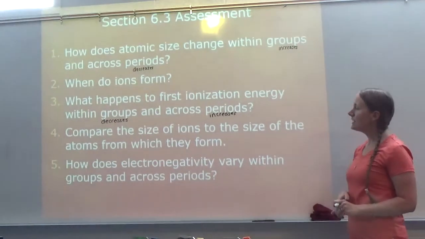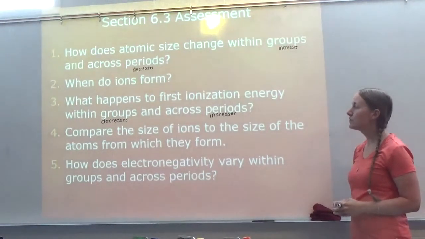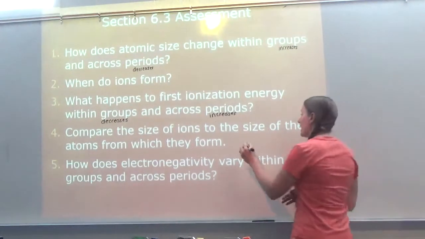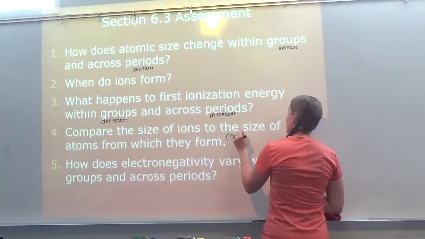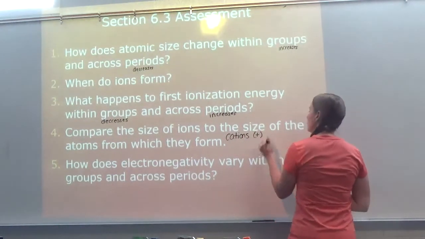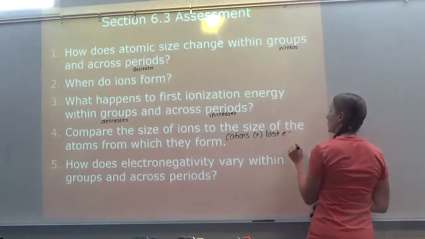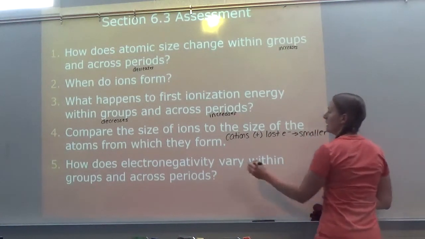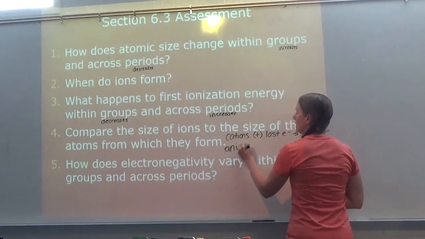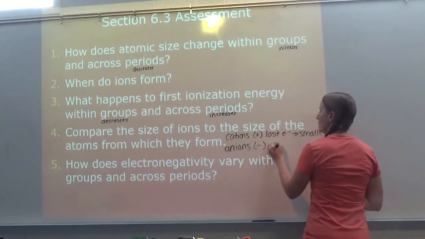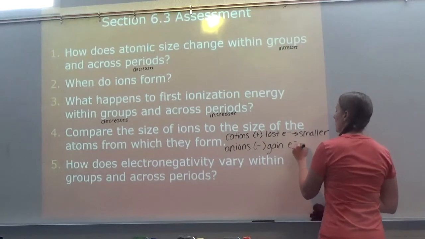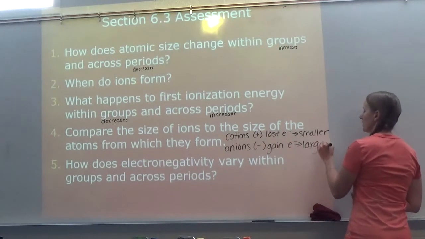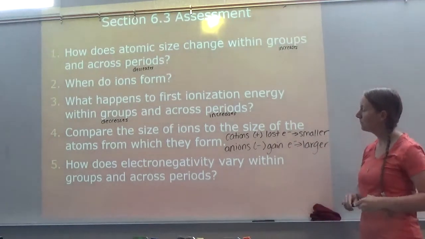It says, compare the size of ions to the size of the atoms from which they form. So cations are positive, which means they have lost electrons, so they are smaller than the parent atom. Anions are negative, which means they gain electrons, so they are larger than the parent atom.